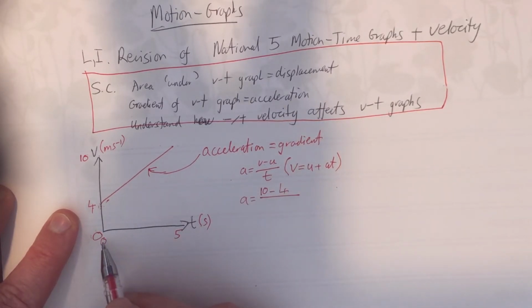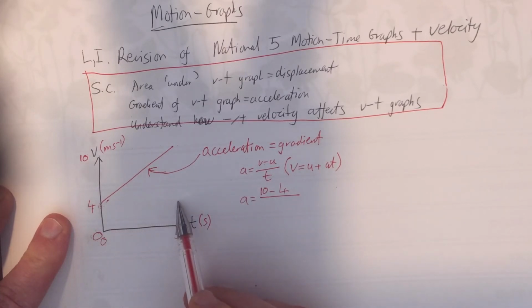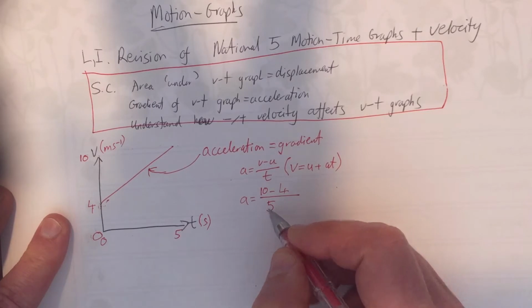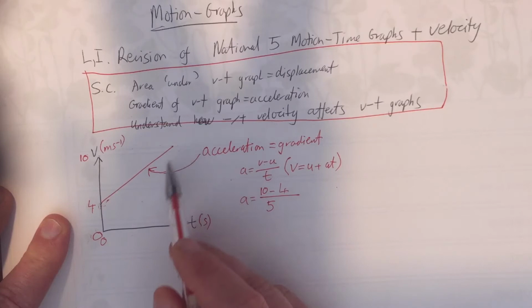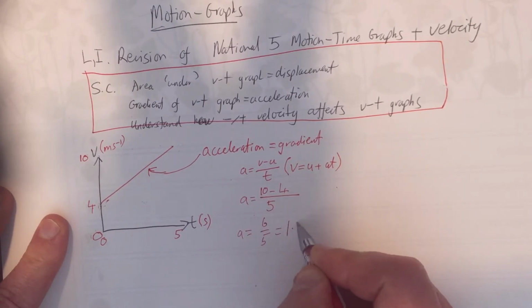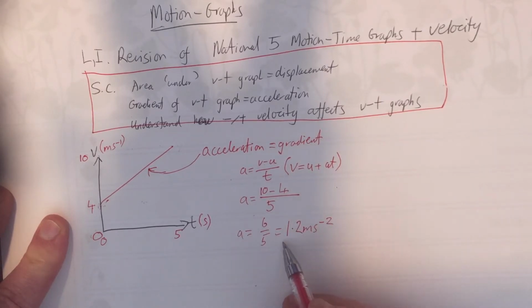And the time, well, you've got to be careful with this in some examples. The time is always the time for the velocity to change. It's the time for the acceleration to happen. So the time at the bottom here is going to be 5 seconds. This is a simpler example, but if we had something that went along first and then actually accelerated, then we'd only use the time that it took to accelerate. In this case, the acceleration is 6 divided by 5, which is 1.2 meters per second, and remember, because of acceleration, it's meters per second squared.